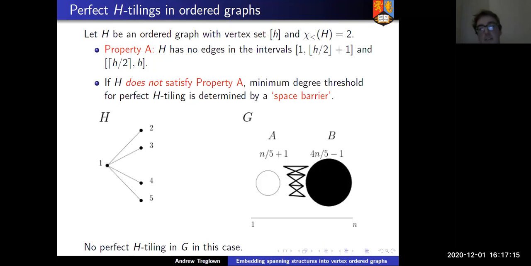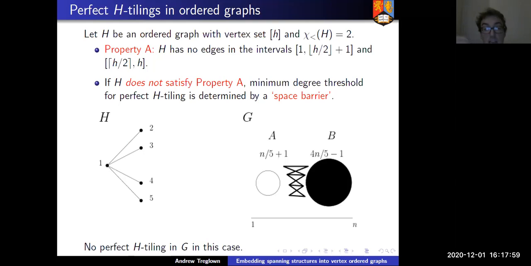Okay, and if you think about it, a perfect H tiling has n over 5 copies of H, but any vertex in A has to play the role of vertex 1 in H. Why is that? Well, it can't play the role of 2, 3, 4, or 5 because it would need a neighbor to the left of it. But A is an independent set, so there are no neighbors. So every vertex in A can only play the role of vertex 1. And so in this case, we have too much space in A.